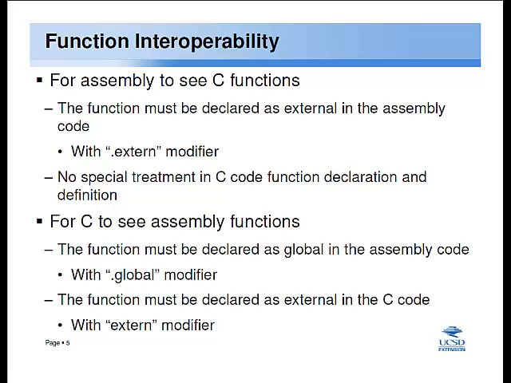Any questions? Okay. However, on the C source file side, you don't need to do anything. Why? Because in C code, unless you use a static prefix, all function names can always be seen. They are always global, so you don't need to define them as global. So that's basically how assembly calls C functions.